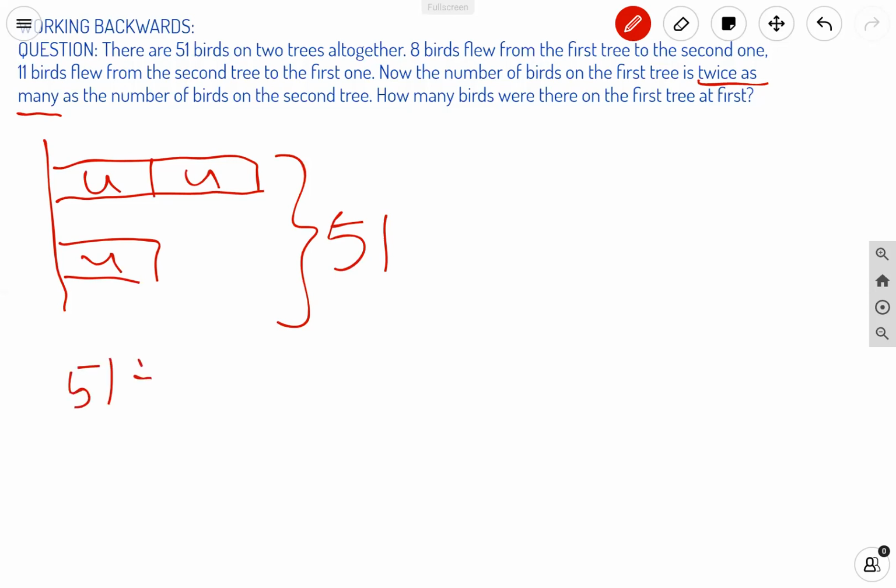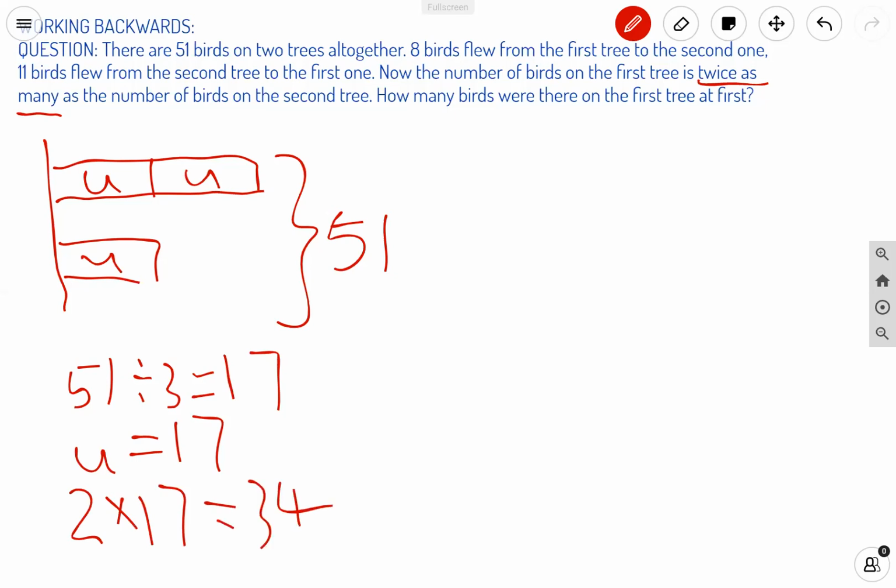51 divided by 3 equals how many? 51 divided by 3 equals 17. So 1 unit equals 17. Now, there is 1 unit of birds on the second tree now. So there are 2 units of birds on the first tree now. So how many birds are there in 2 units? 2 units equals 1 unit times 2. So we need to use 17 times 2. And we get 34.